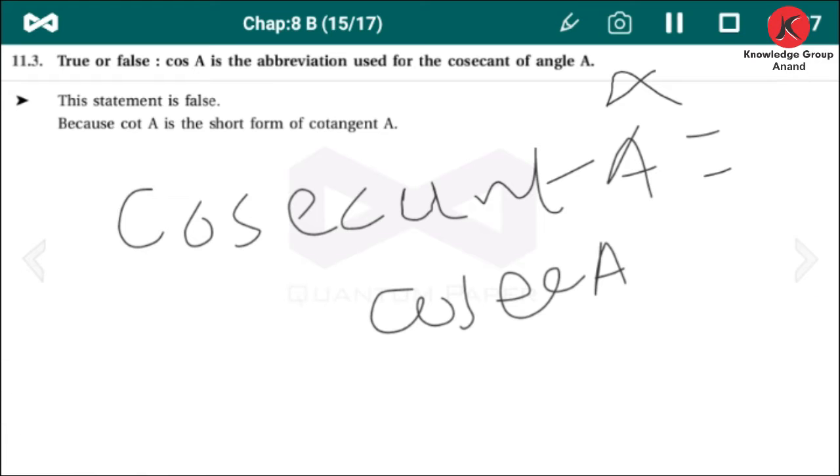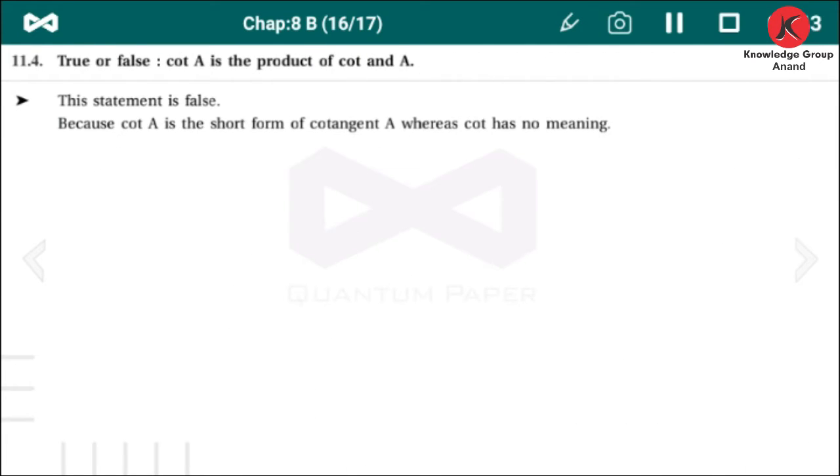Now, question number 4. Cot A is the product of cot and A. This statement is also false because cot A is the short form of cotangent A. Cot alone has no meaning. Cotangent A is equal to cot A. Therefore, this statement is also false.